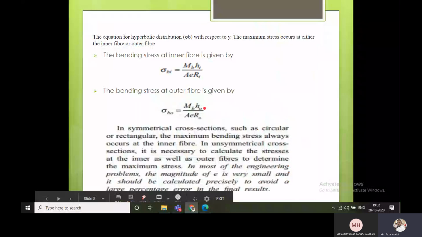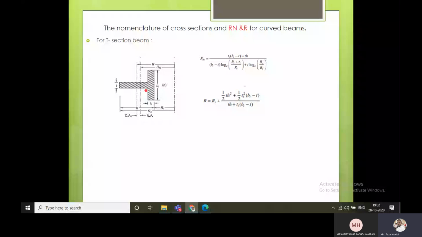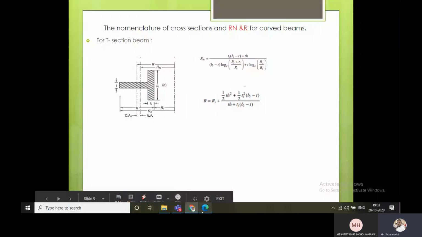So these are the formulas. For the T shape, what are the formulas? Rn value, R value, you need to recall. So what is the formula? Ti, Ti is nothing but the thickness. Bi is the width, minus T. T means the outer thickness, plus T into H, T into total H, the height of this figure. Like that, whatever relations there are, you need to recall them all. After that, one by one we calculate.